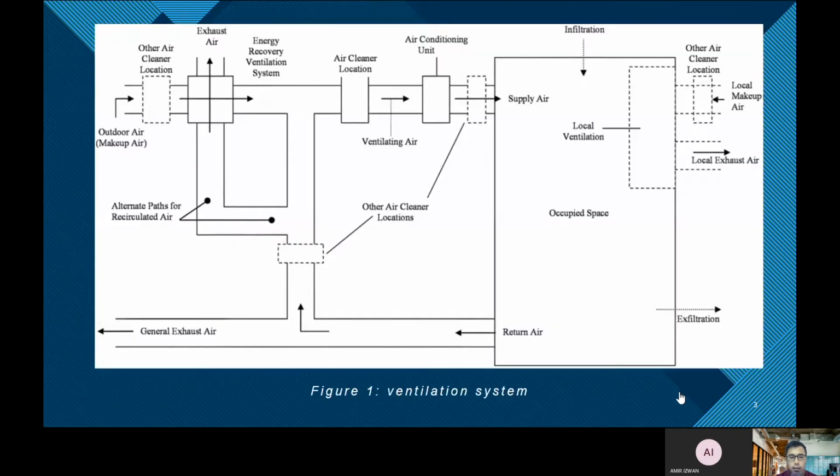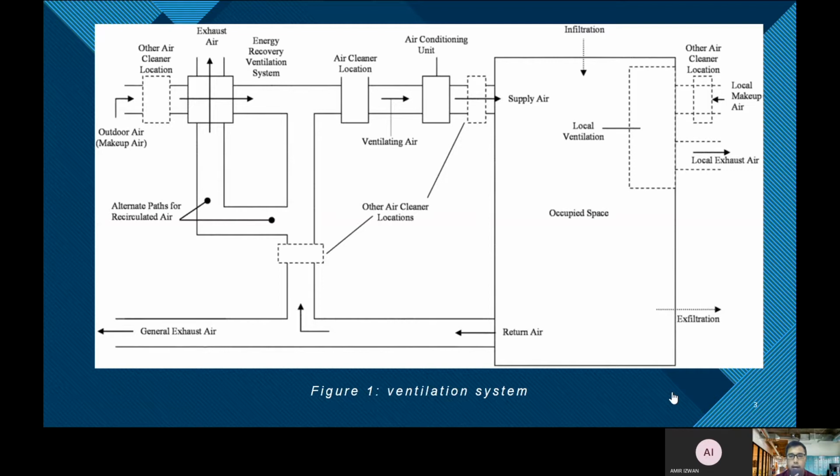As we can see, this is based on figure 1, the ventilation system. I'm going to define every single term in this diagram. Makeup air is any combination of outdoor and transfer air intended to replace exhaust air and exfiltration. Air cleaner is a device to reduce the concentration of airborne contaminants such as microorganisms, dust, and others. Exhaust air is air removed from a space and discharged to outside the building by means of a mechanical or natural ventilation system.